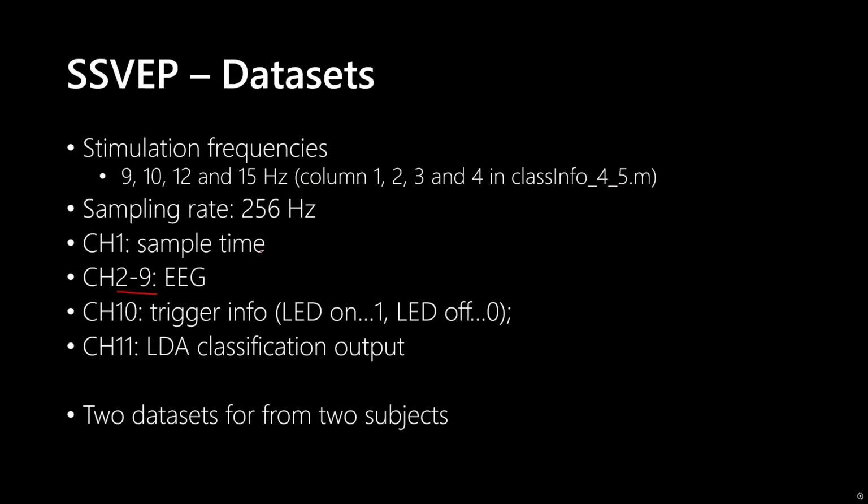Channel 1 is the sample time, so this is just a time vector, right? We have channel 10, which is the trigger info, whether the LED was on or off. And we have channel 11, which is a reference LDA classification output. And we have 2 datasets from 2 subjects.